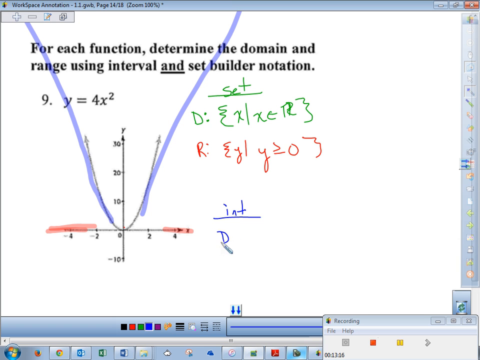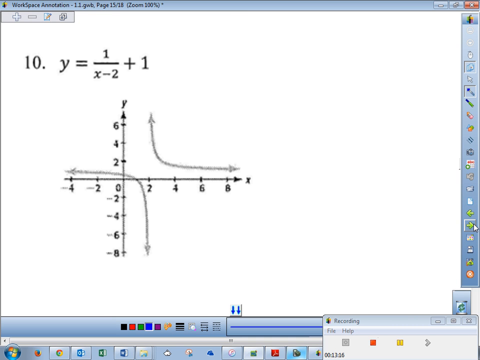So in interval notation, the domain is from negative infinity to positive infinity. Never put brackets with infinity because you can't reach it, right? It's always parentheses with infinity. And then the range, low to high, 0 counted, so we put a bracket, and it goes all the way up to infinity. So that's set and interval notation. Rock and roll. Next guy.